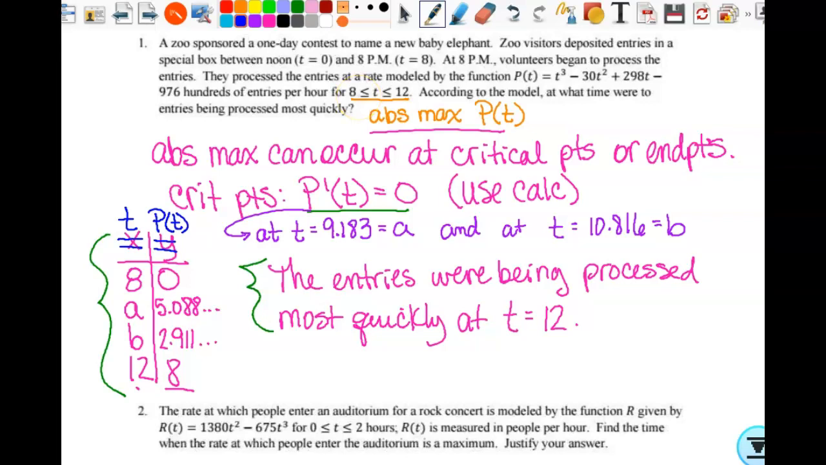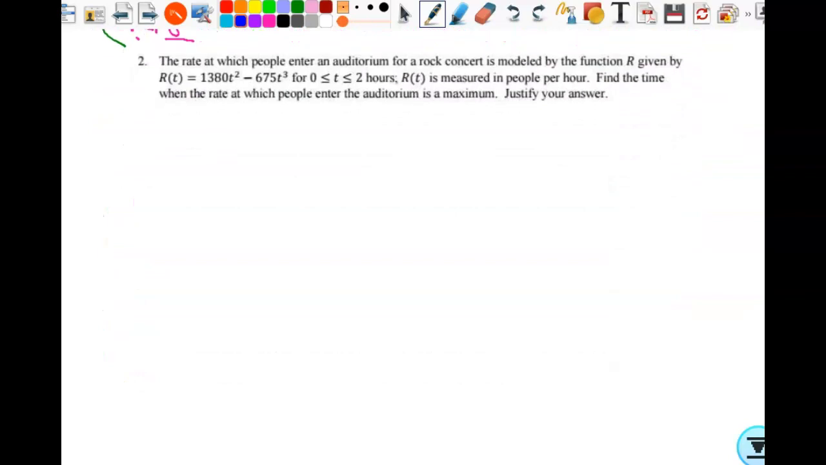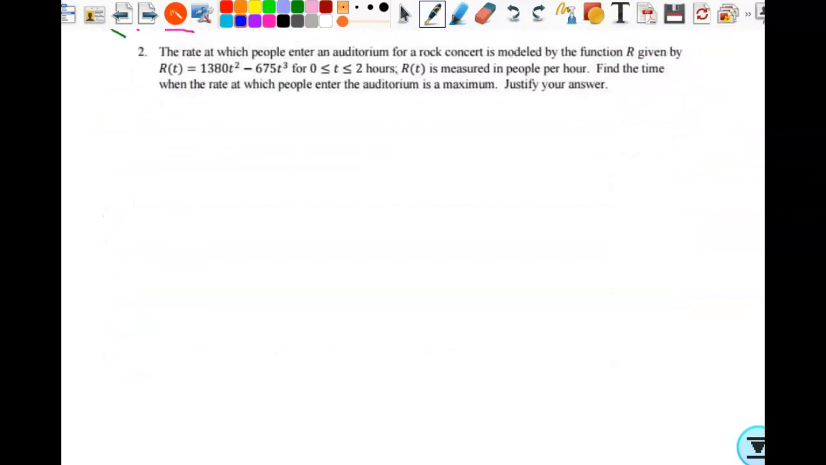If we look at number 2, I want you to work through it, but let's just talk about what your window is going to be on number 2. 0 to 2, right? And then you're going to graph that. You're going to put this into F1 to graph it. F2 is going to be your derivative. You find your zeros, write all your stuff down. Does that make sense? I want you to try and go through it, okay?